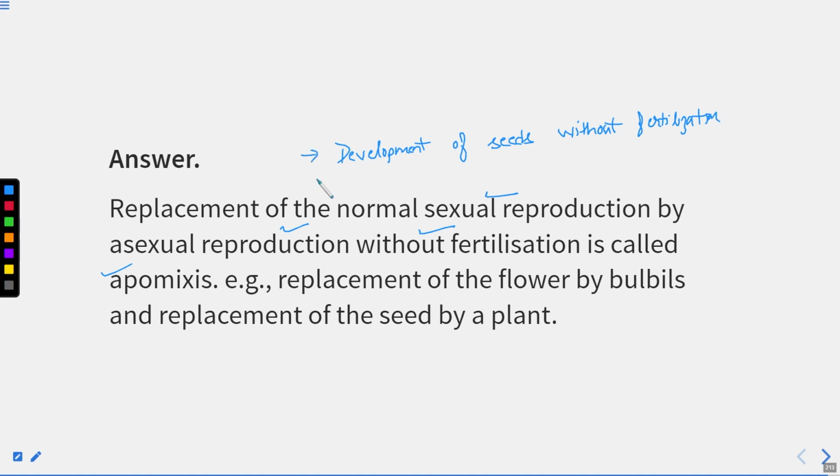And apomixis is a kind of asexual reproduction or asexual method, because here no gametes are produced, there is no meiosis happening here. So replacement of the normal sexual reproduction. Through normal sexual reproduction also seeds are produced. But during apomixis, what is happening? There is development of seeds, but this development of seed is without the fertilization. Example, replacement of the flower by bulbils and replacement of seed by a plant.